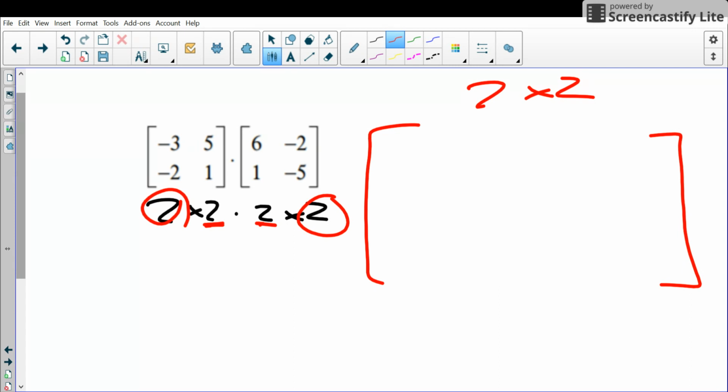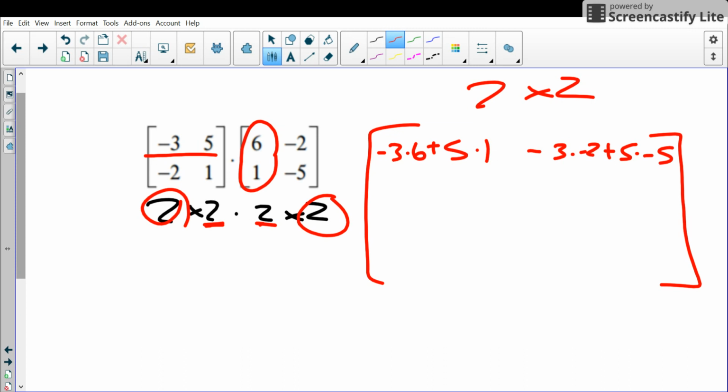If I want to get the top left entry, I take the top row and the left column. I do -3 times 6 plus 5 times 1. To get the top right entry, I'm going to do -3 times -2 plus 5 times -5. To get the bottom left entry, I'm going to do 6 times -2 plus 1 times 1. And to get the bottom right entry, I'm going to do -2 times -2 plus 1 times -5.